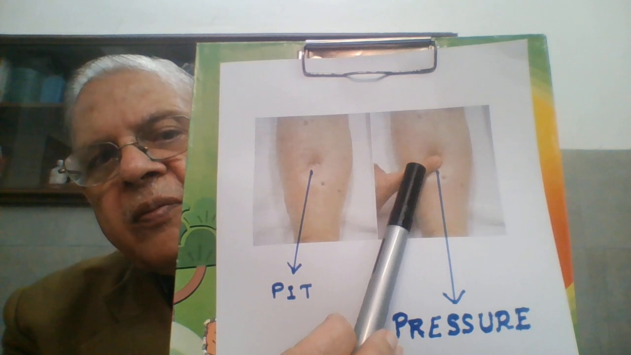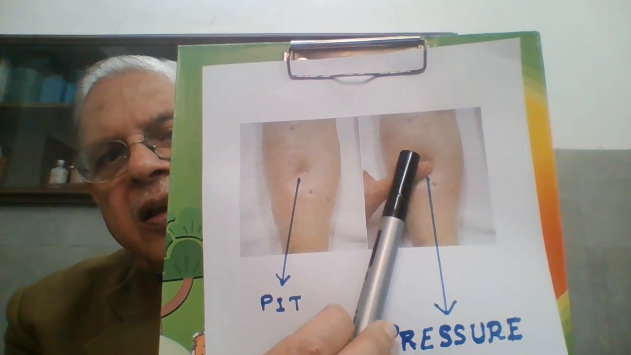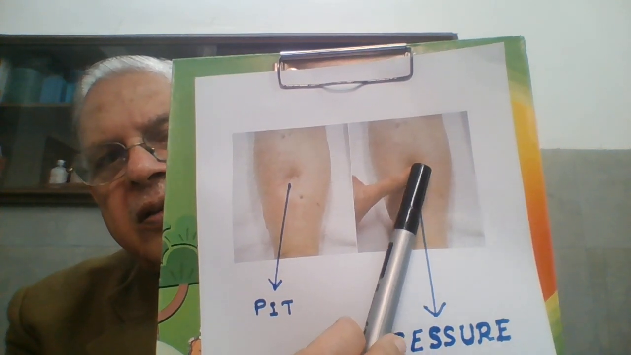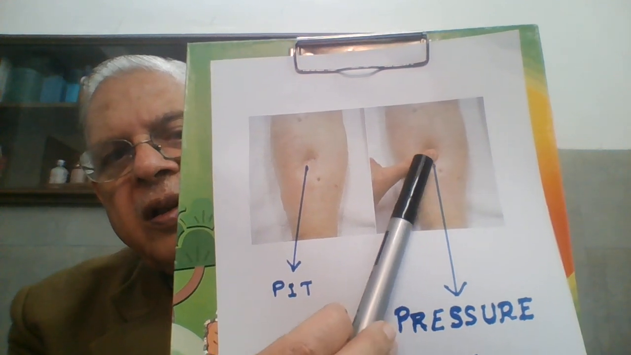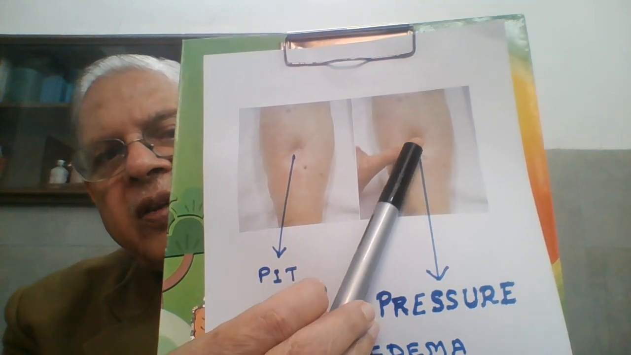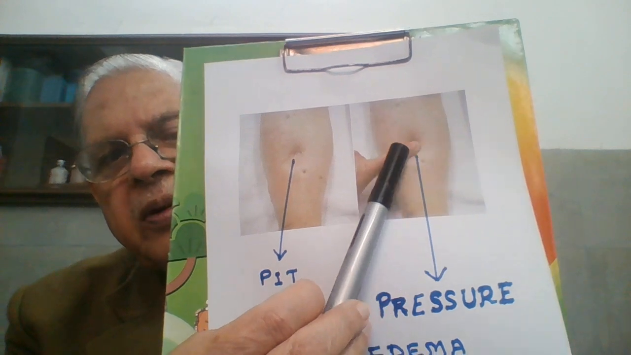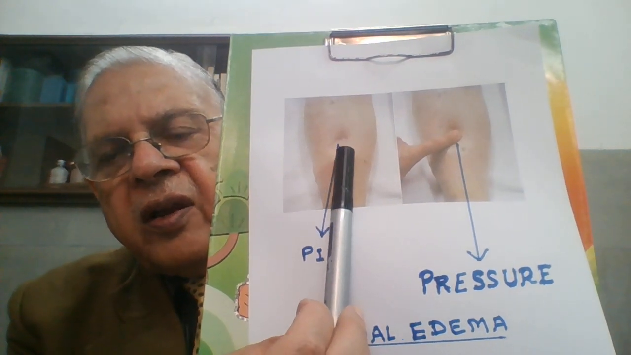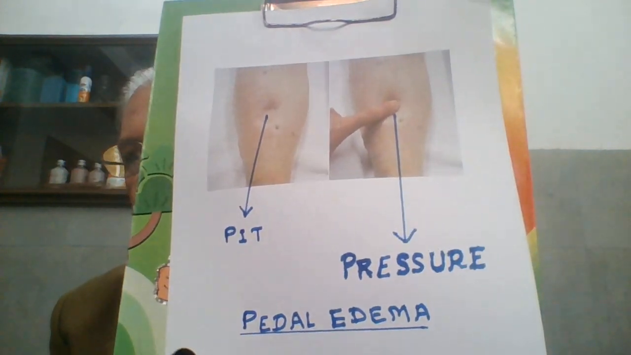And why has it produced it? Because this finger was pressing here and water has been ejected from this skin. When you remove your finger, it takes time for the water to come back here, and this pit remains, as shown in this diagram. So this is what is called pitting edema, a very important sign of heart failure.